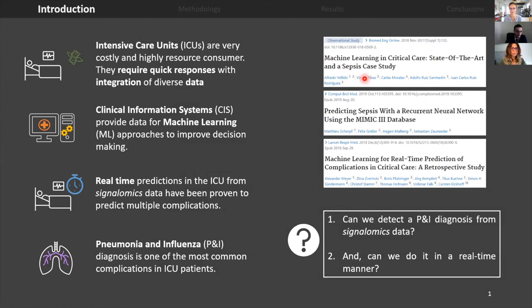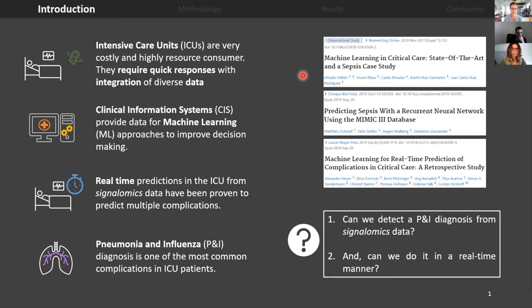Why focus on the ICU, the intensive care units? Well, these are very costly hospital units, both in terms of monetary and personnel costs. And their use is expected to increase, not only because of cases in the pandemic, like the one we're going through, but also because of the aging population. And these units have a particularity, that is that doctors must integrate a lot of complex data from a diverse range of patients. And this could hamper their fast decision-making.